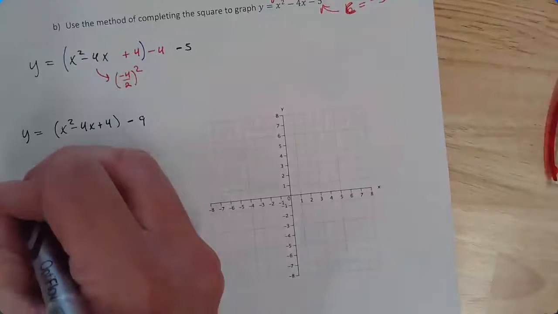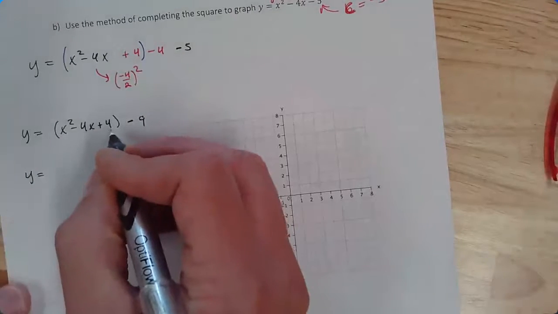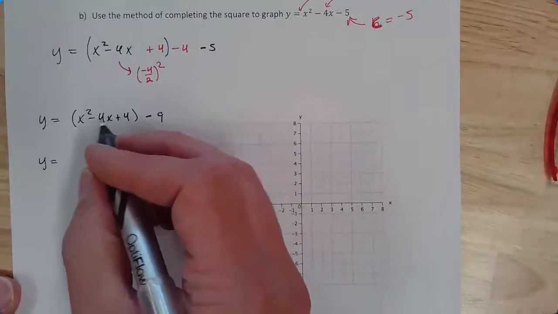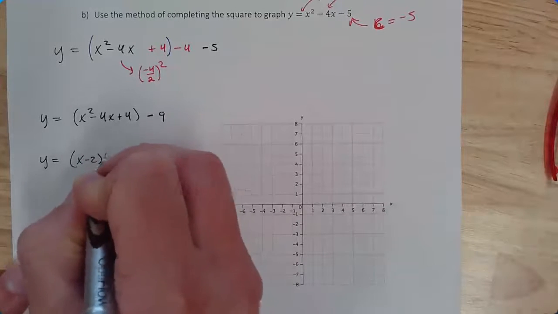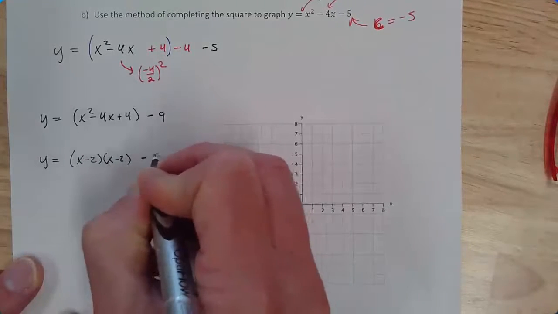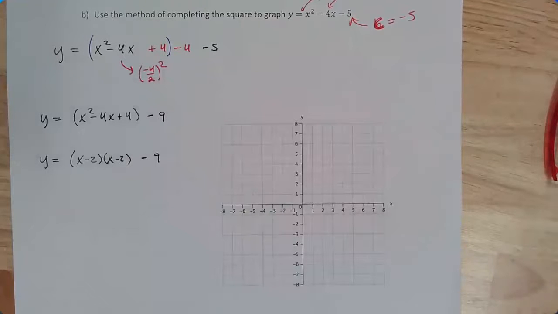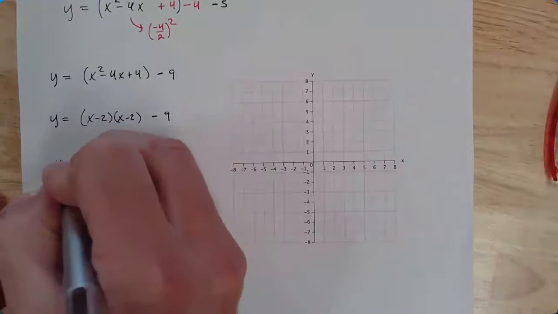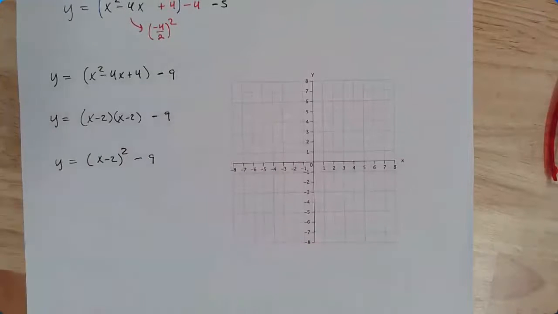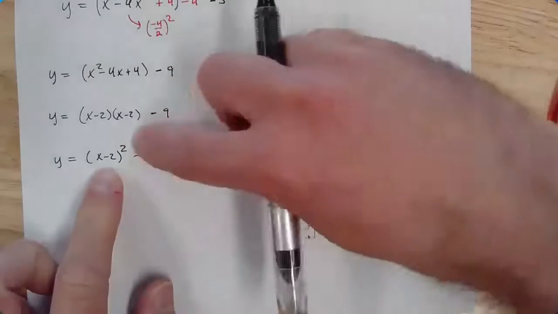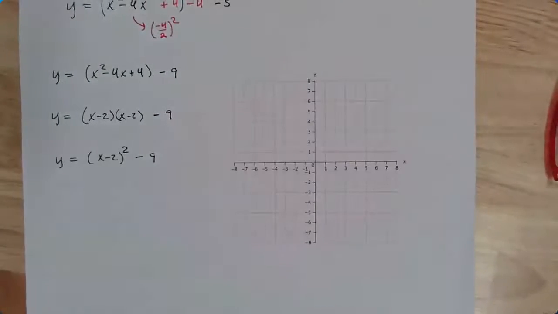How does that factor? Well, let's say I'm looking for things that multiply to +4 and add up to -4. That's going to be -2 and -2. But really, I should write that as x minus 2 squared. Hence the name. So this is why this process is called completing the square. Because if you do it, you end up getting something squared. And now this is in the vertex form.